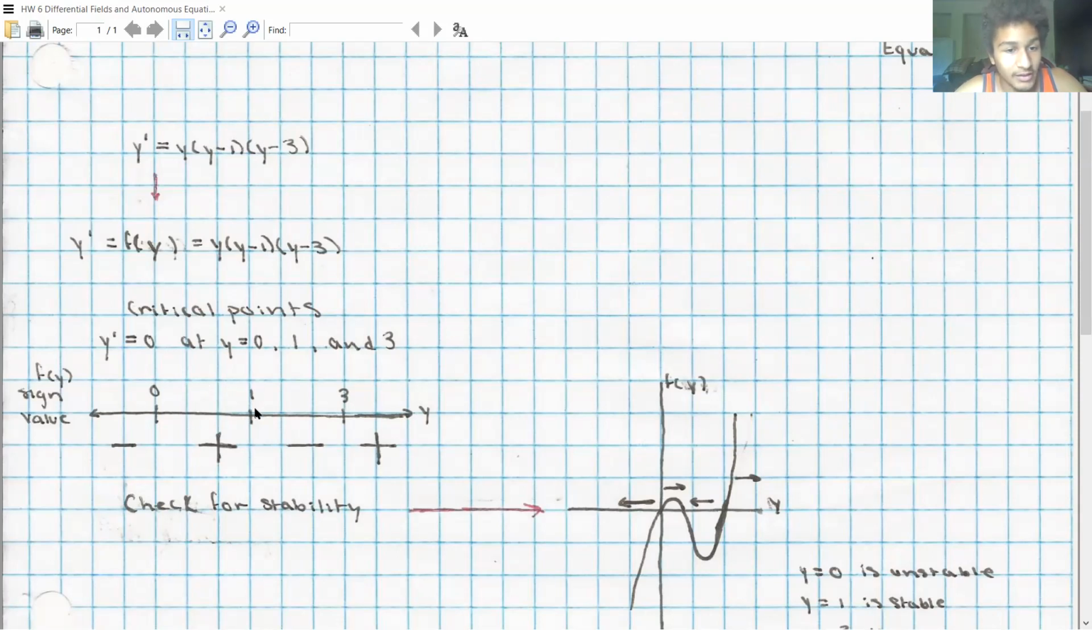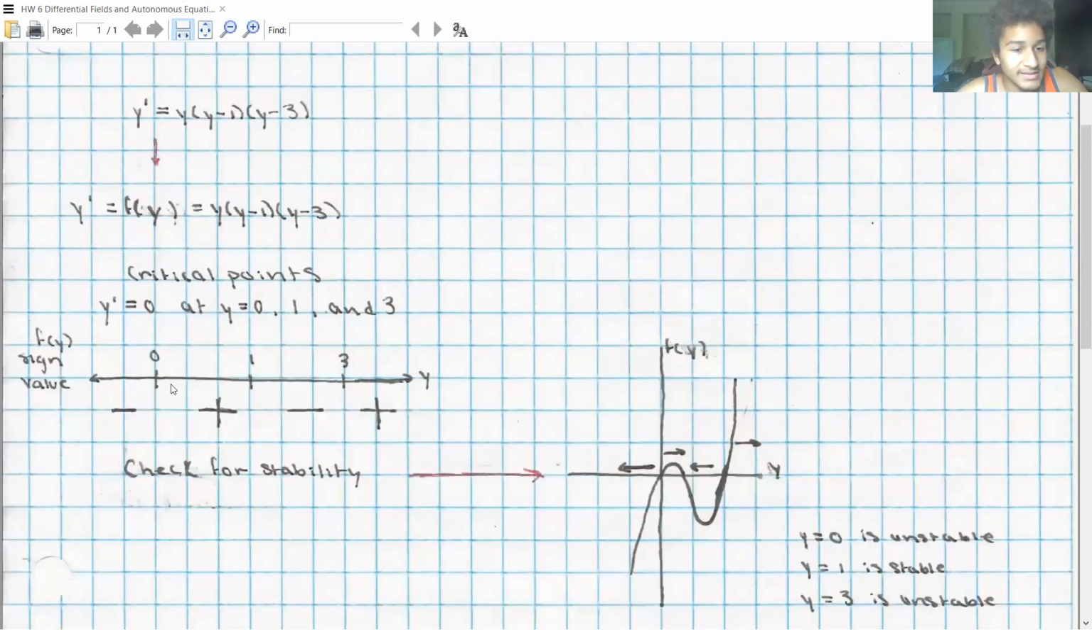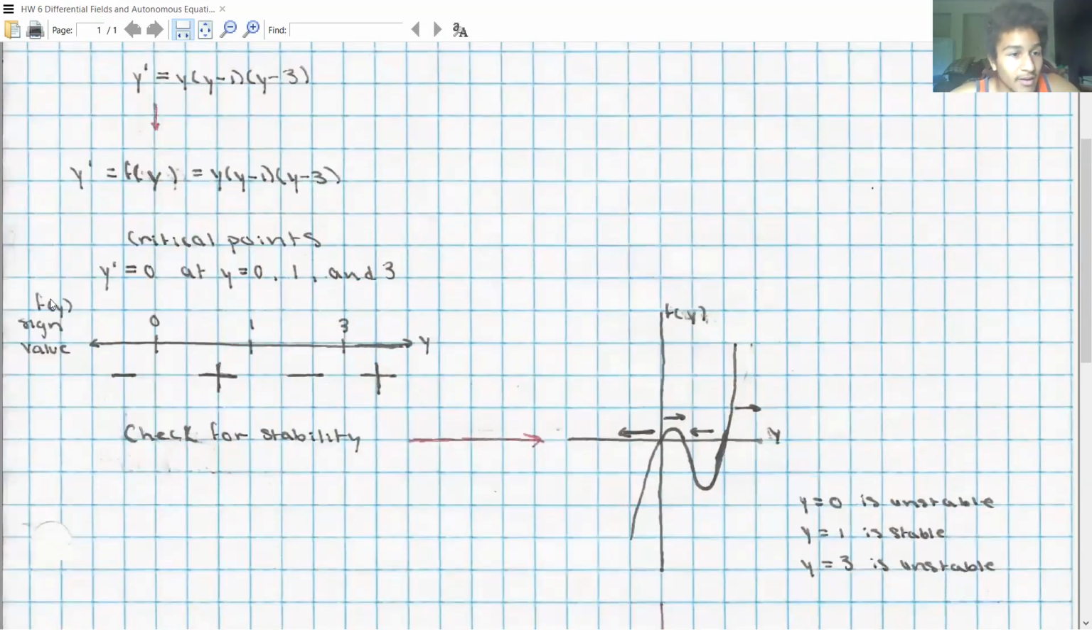We can do the same for the intervals of 1 to 3 and 3 to infinity. For 1 to 3, we can use 2. We'll have 2, 1, and -1. This will give us a negative y prime value. And then for 3 to infinity, we can use 4. So we'll have 4, 3, and then 1. So this will be plus, plus, plus, a positive interval. So what does this tell us? It tells us that on these intervals, starting from negative infinity, we'll have decreasing, increasing, decreasing, increasing.